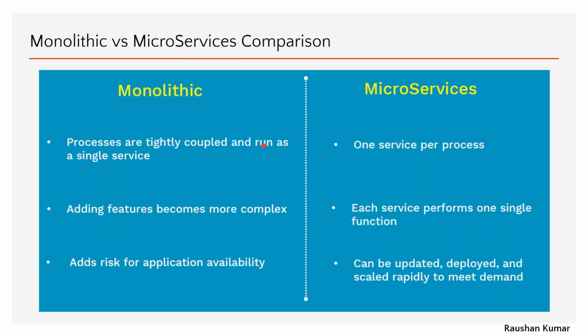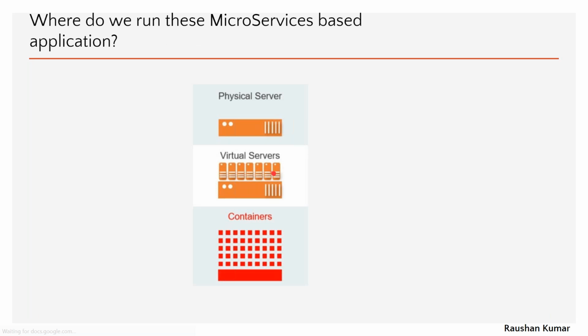So that's the difference between monolithic and microservices. We have completed one part here. We have understood the monolithic application and microservices architecture, what the difference is, and the advantages and disadvantages of both. Now the next question is, where do we run these microservices?